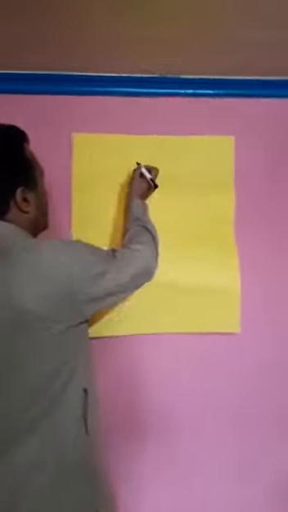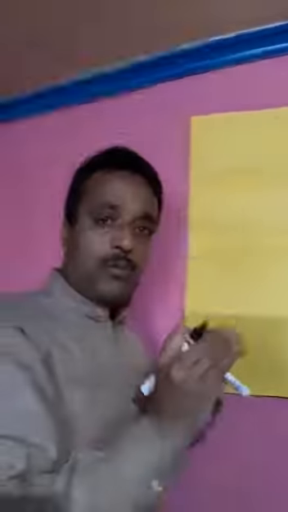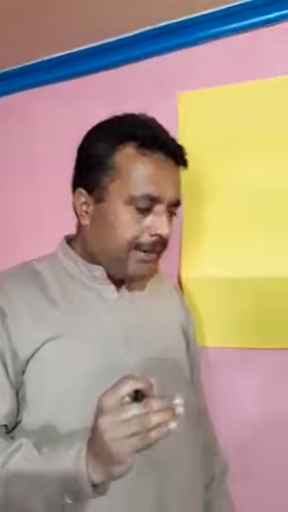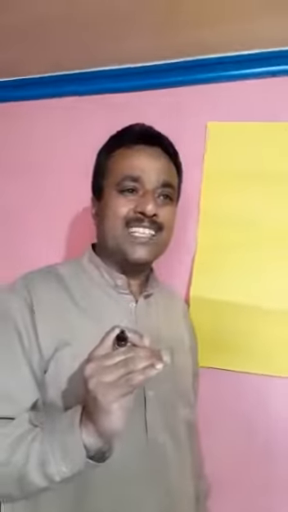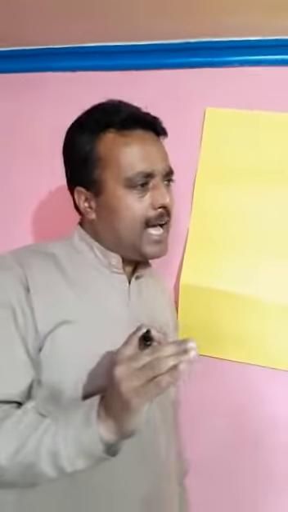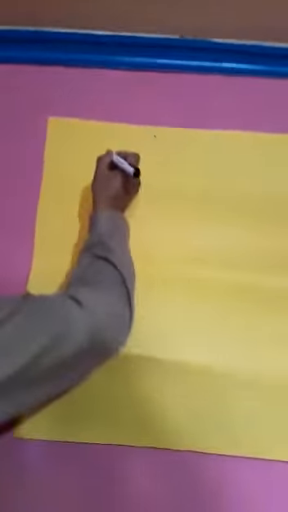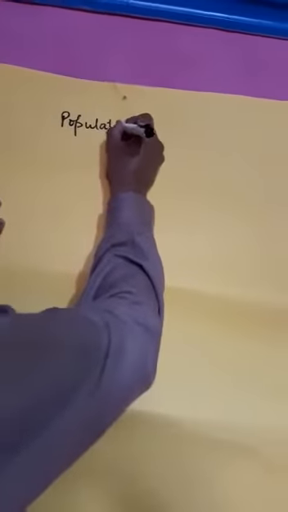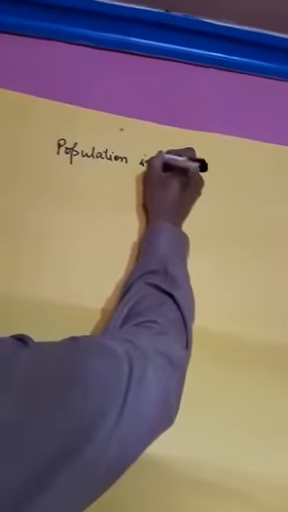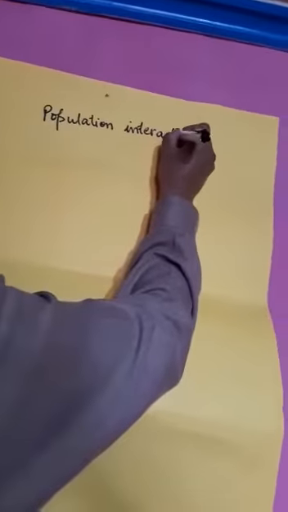Dear students, you are well aware of the word community. The word community simply means the aggregation of various types of populations in an ecosystem. Now, in a community, these various populations interact with each other, and those interactions are called population interactions. How they have a relationship with each other. So today we are going to study population interactions.